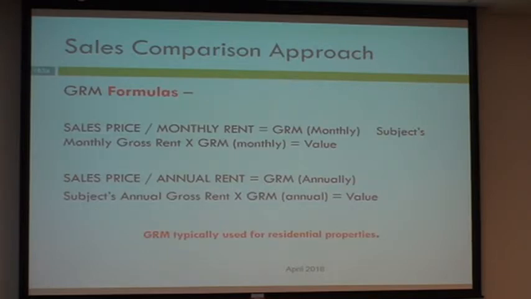Here's some formulas. This is the GRM formula: sales price divided by monthly rent equals GRM monthly. Subject monthly gross rent times GRM monthly equals a value.